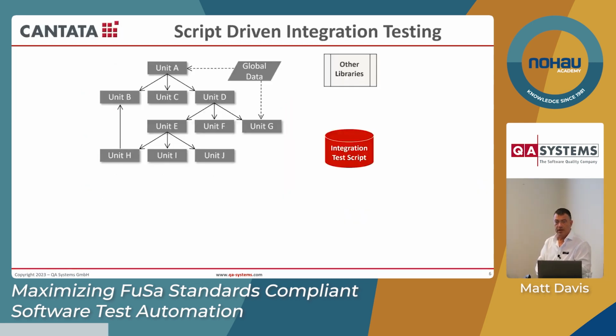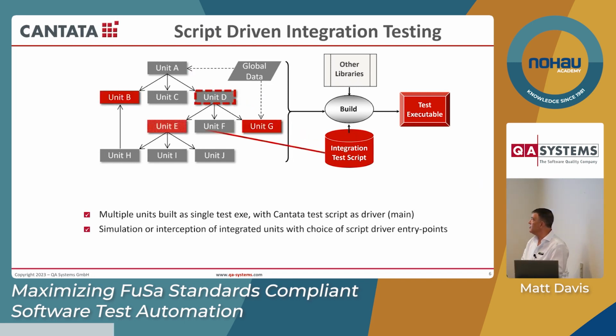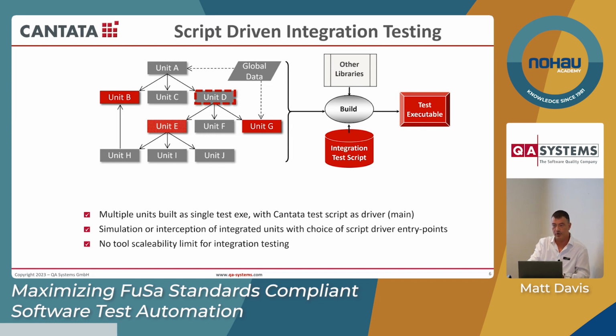How does this work in a tool like Cantata? Basically, an integration test is like a big unit test. It's a script-driven approach. A Cantata script is written in the code language you are testing, C or C++. So with an integration test script, you build a test executable. You can have multiple units compiled together as a single exe under the control of a driver. That is your script. It's acting as the main. It allows you to simulate or intercept integrated units with your choice of script driver entry points, where you call the application, which bits you invoke, in whatever orders. Sometimes simulating and sometimes intercepting, depending on whether you have all the code.